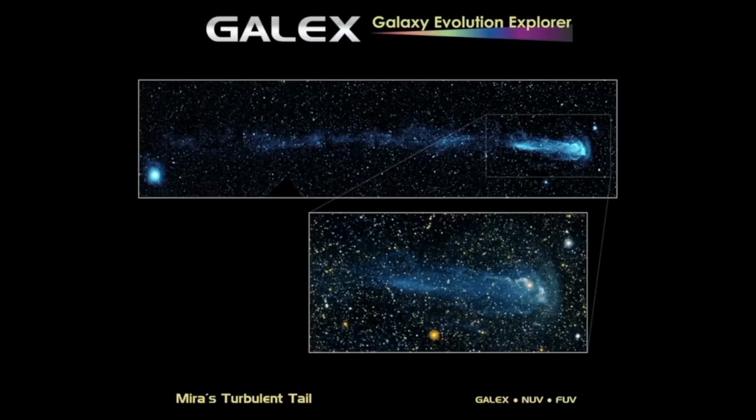Likewise, GALEX was able to see something really interesting, a variable star called Mira, which is a prototypical variable star. They're called Mira variables, and it's an asymptotic giant branch type star that's on its last legs. But Mira is actually traveling relatively quickly through the interstellar medium. Its speed through space makes it look like it's having a cometary tail going behind it.